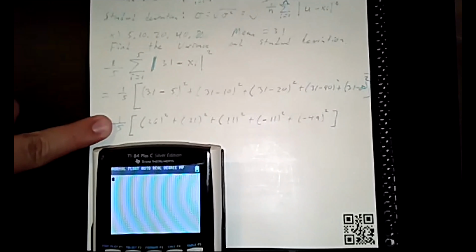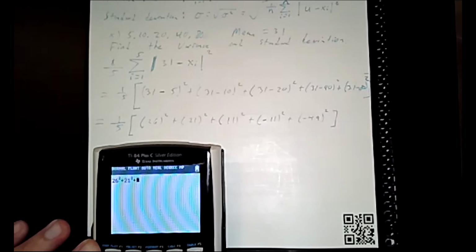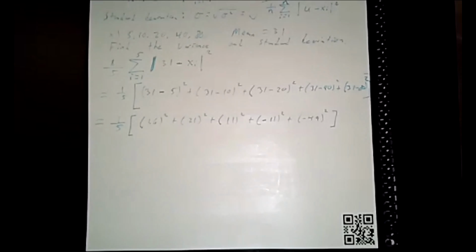So at the end, I'm going to divide by 5, right? Just remember that. So 26 squared plus 21 squared plus 11 squared plus negative 11. Here you've got to put parentheses because you're squaring the whole thing. Plus negative 49 squared. Divide by 5. So this is our variance.